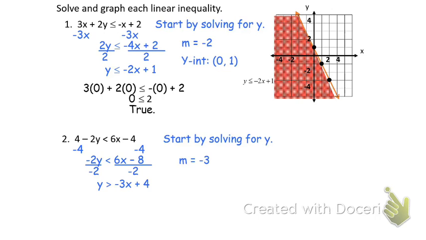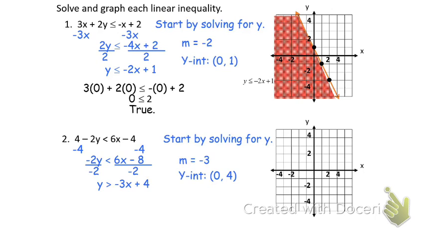For the dividing line, the slope is negative 3, and the y-intercept is 0, 4. Starting at 0, 4, going down 3 and 1 to the right, and down 3 and 1 to the right again, and drawing a dashed line because it's just greater than now. Greater than, because of that new symbol, tells me we should be shading above.